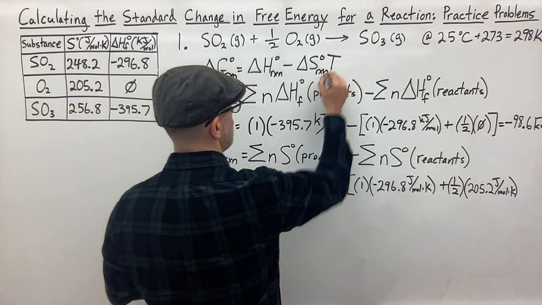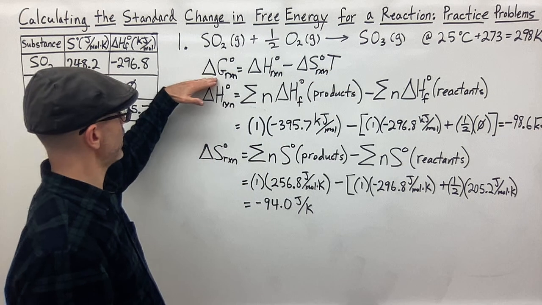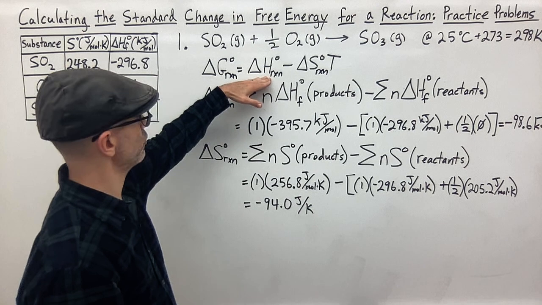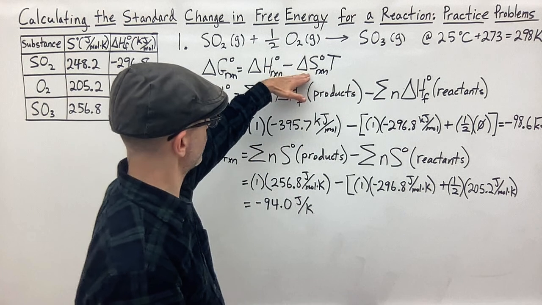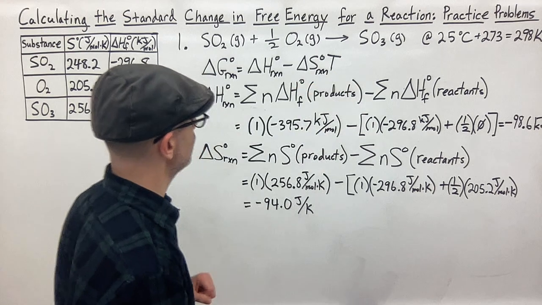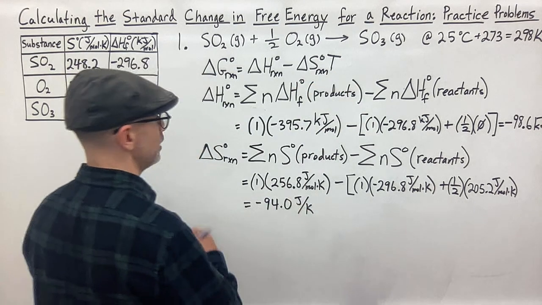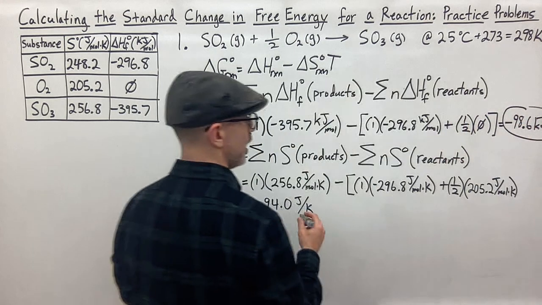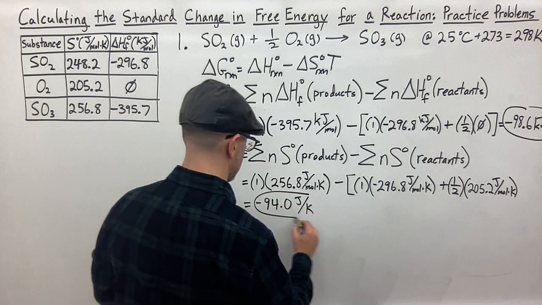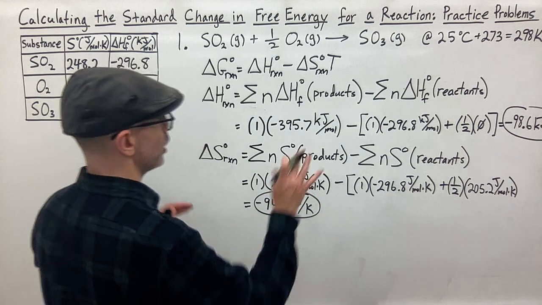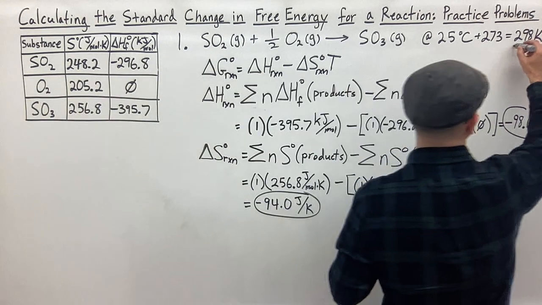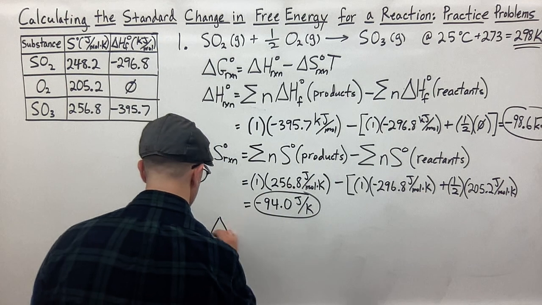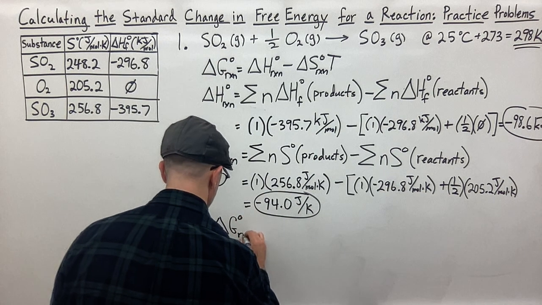The standard free energy change of a reaction is equal to the standard enthalpy change of a reaction minus the standard entropy change of reaction multiplied by the temperature. So now I've got everything I need. I've got my delta H, my standard enthalpy of the reaction, and my standard entropy of the reaction. So I plug those two plus the temperature, and now I can calculate delta G, standard delta G of the reaction.